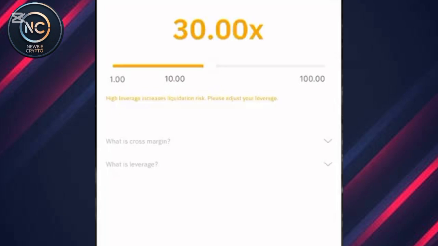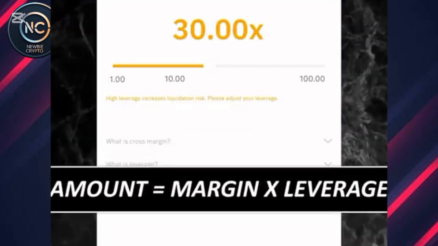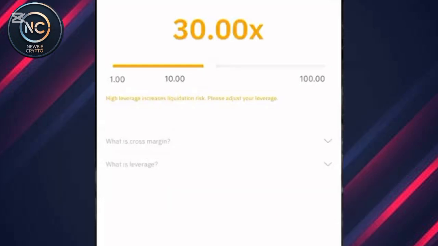So what this means is that the amount you're using to enter the trade is equal to your margin multiplied by your leverage. So if you are going into the trade with, let's say, $200 and you're picking 10x leverage, that means the amount you're using to enter that trade will be $200 times 10, which is $2,000. I hope you understand that. So that's the first advantage of leverage. It allows you to have more money to trade.